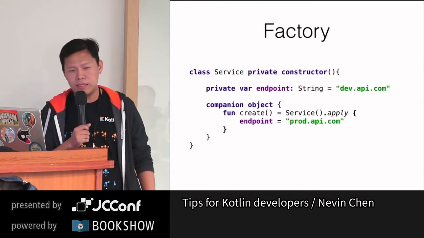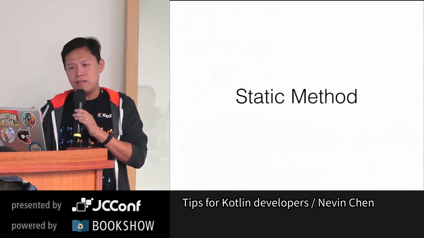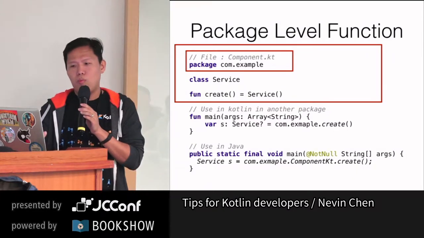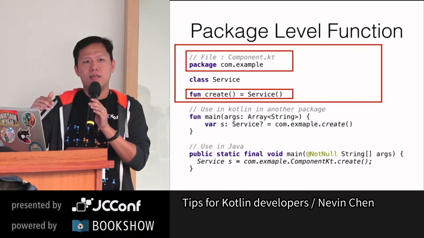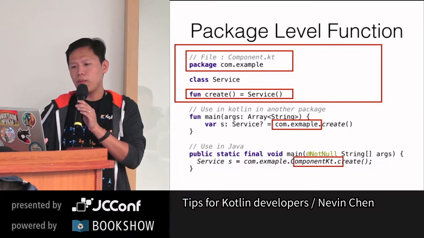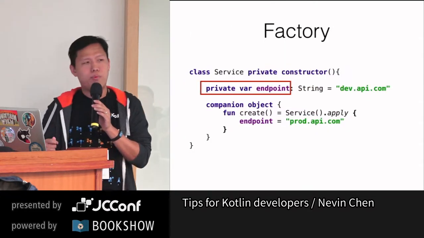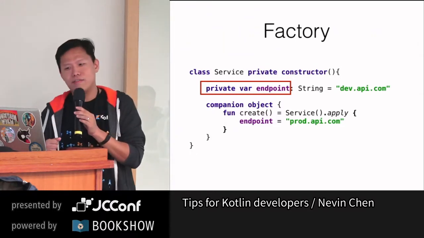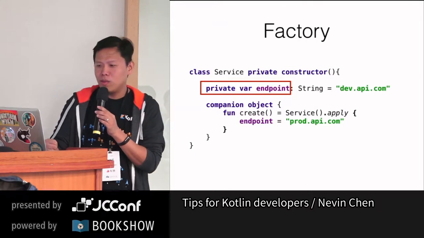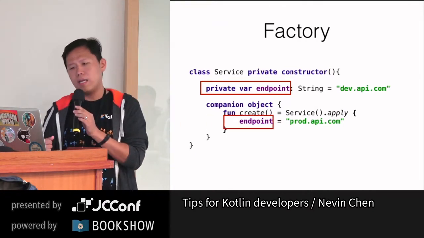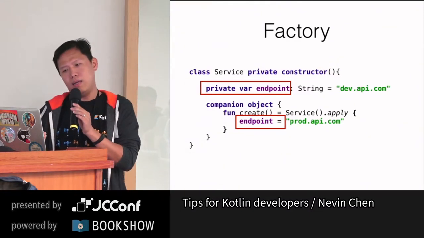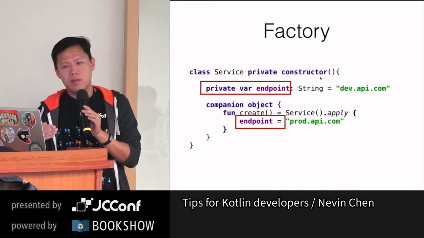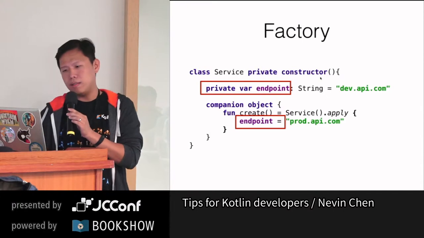Okay, another thing is about factory methods. What we have seen is that for static methods, we can use the package-level function as a static method. What if I want to do something more than just a static method? I want to access the private member of that other class. Since it's a private member, you cannot access it from the other class, right? So what you can do is write a companion object, and in that companion object, you can access the endpoint, the private member, and also the private constructor. So this is how we write static methods and factory methods in Kotlin.